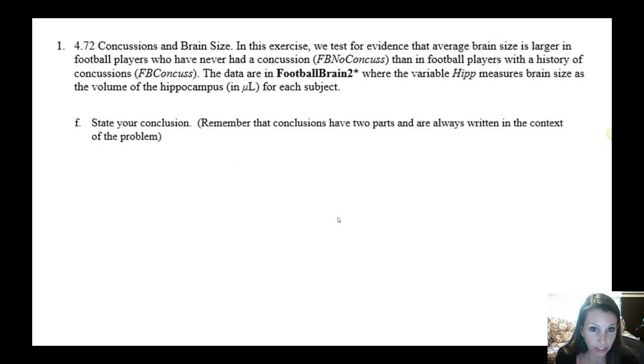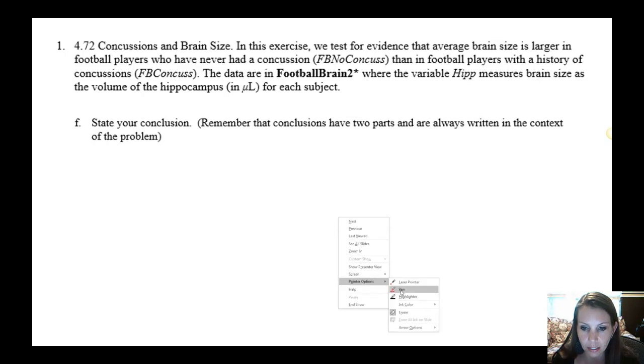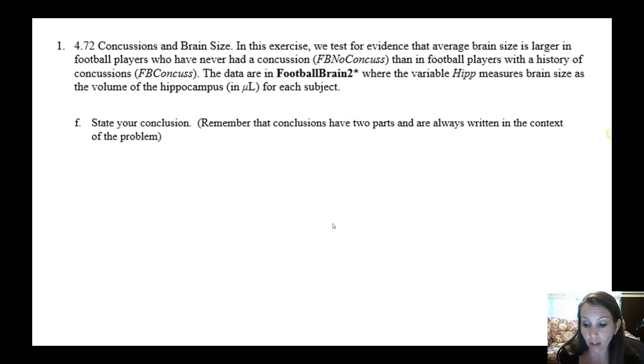Finally, we're going to state our conclusion. And always remember that conclusions have two parts and they're written in the context of the problem. So the first part of our conclusion is going to be to reject or fail to reject the null hypothesis. This is based on our p-value. If the p-value is low, lower than alpha, then H0 must go, so we would reject. And if the p-value is high, then we keep the guy.